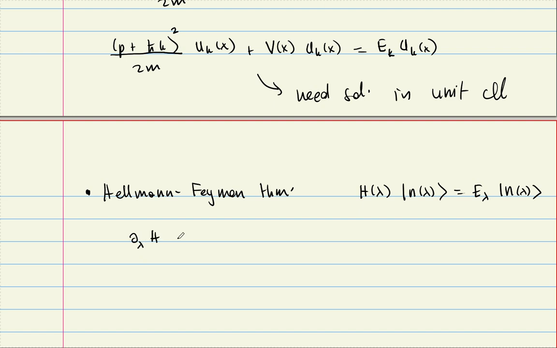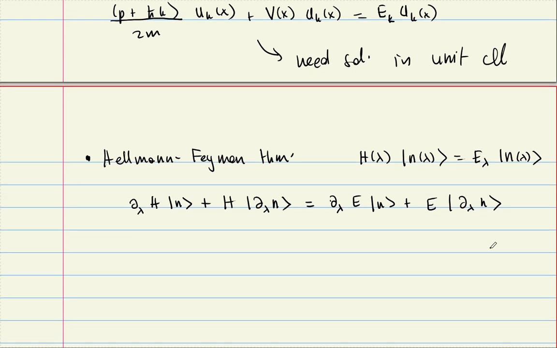So del lambda H, and so this is the first derivative. H, the second derivative, I will write it like this: del lambda n is going to be equal to, and I do the same thing on the right hand side. Del lambda E n plus E del lambda n, right? I leave all lambda dependence implicit because it's going to be really crowded otherwise.